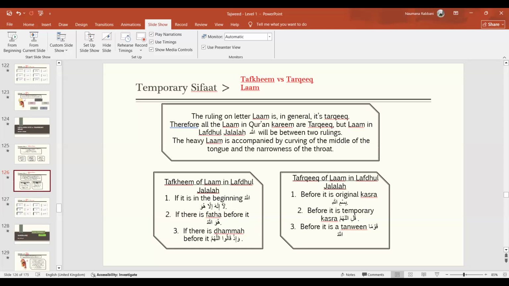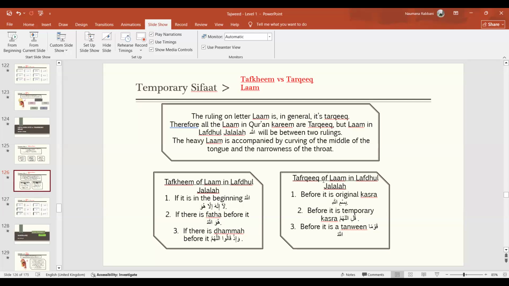All the other lam are read light. If there is a fatha on the word before it, hu Allah, or if there is a dhamma before it, wa idh qalu Allahumma, then we read it heavy.